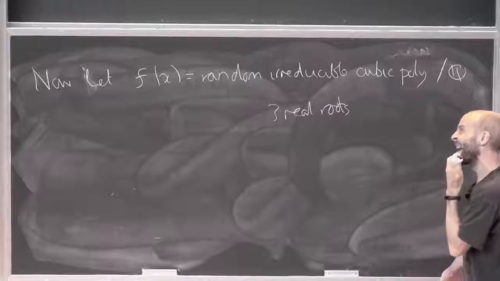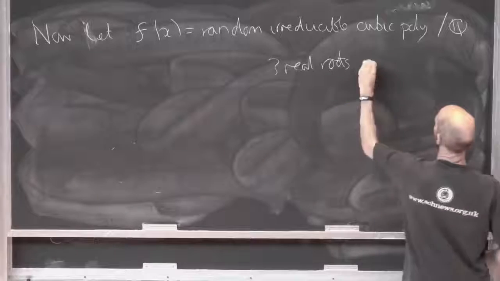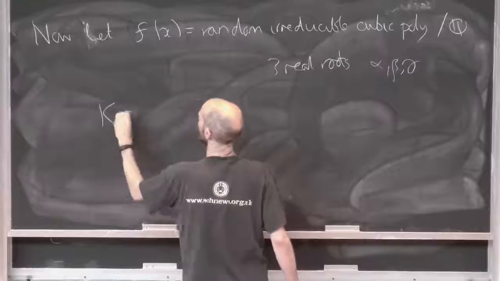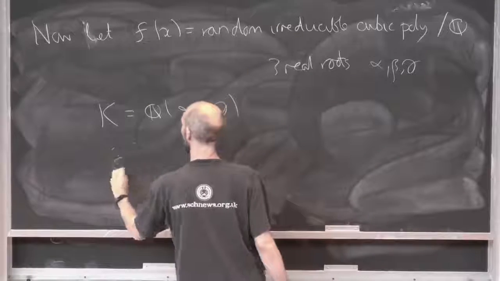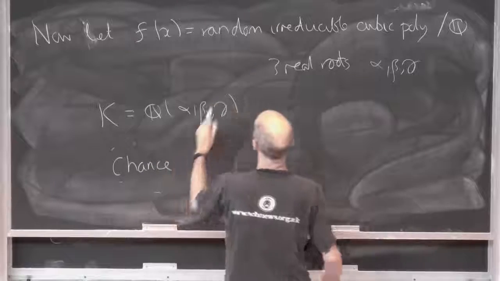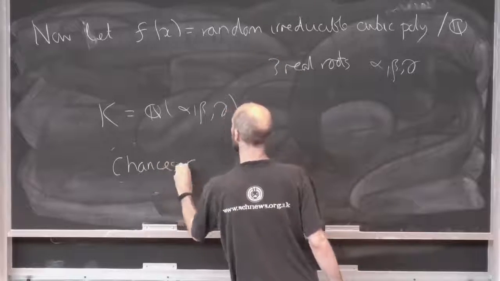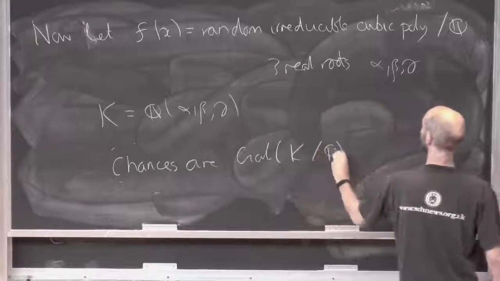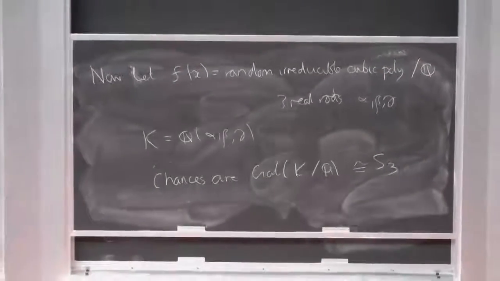Okay? So let K be the splitting field of this cubic with three real roots alpha, beta, gamma. Right? So K is Q of alpha, beta, gamma. And the chances are, if the discriminant of this is some square, then rotten luck, but the chance of that happening is 0. So the chances are that Gal(K/Q) is isomorphic to S3. Right? Splitting field of a random cubic.